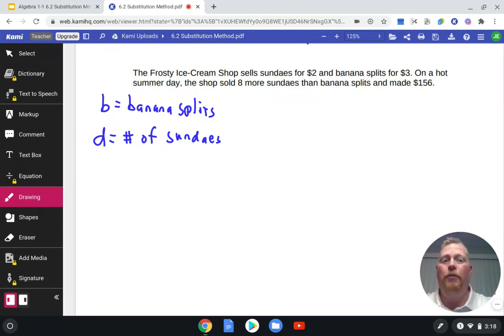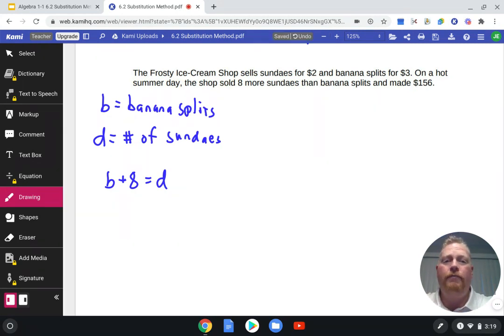So let's take a look at how many they sold. It said on a hot summer day, the shop sold 8 more sundaes than banana splits. Okay? So that means if you take the number of banana splits and then add 8 to it, that's how many sundaes there are. So that's what I'll do, is I'll say take the number of banana splits, add 8 to it, and that's the number of sundaes. There's one of my equations.